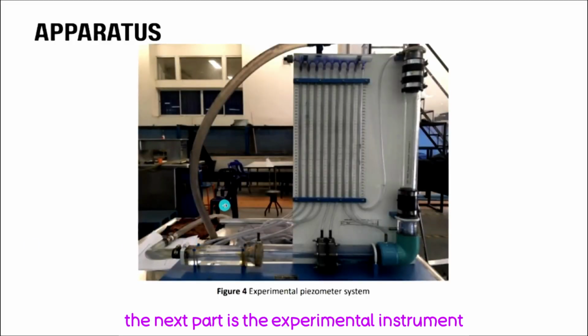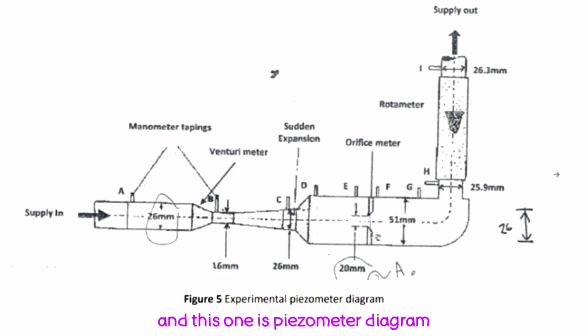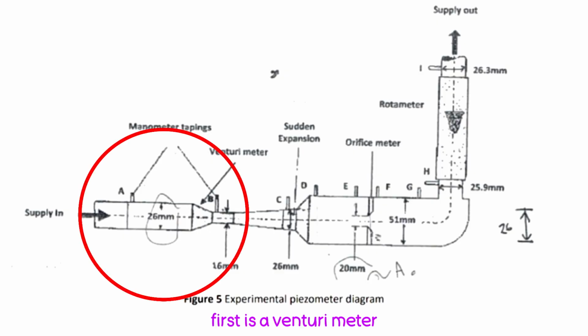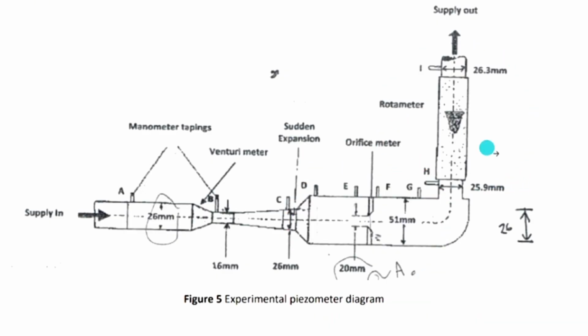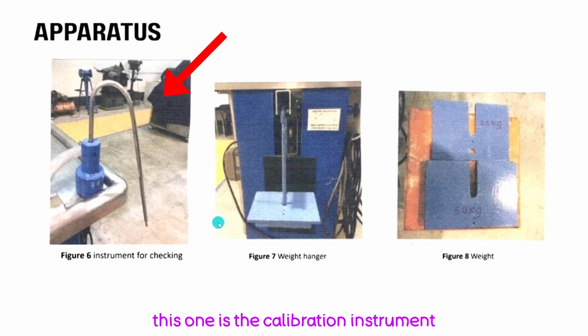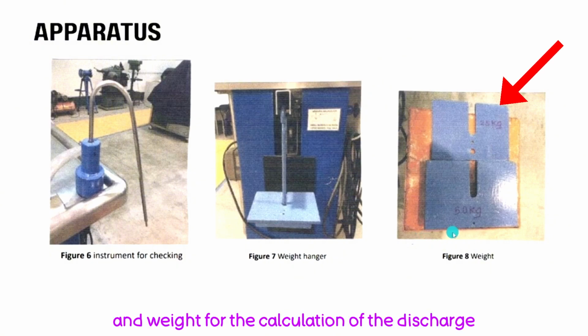Next part is the experimental instrument. This is the piezometer system, and this is the piezometer diagram showing the diameters of the three devices. You can see that the three devices are connected together in this system. First is a venturi meter, second is the orifice meter, and third is a rotameter. This is the calibration instrument, a weight hanger and weight for the calculation of the discharge.